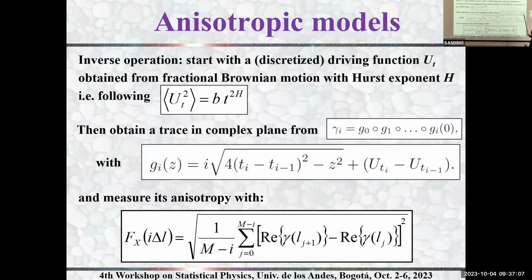So you start now with the random motion that you have, I mean, with your driving function, yes? And you now apply this function G on the driving function, and obtain the gammas. So this is the inverse. And at the end, what you do is you look at the anisotropy of the walk that you create. And this is given by this expression. I will not talk too much in detail. Maybe how you make this is just the difference between the values of the path in different directions.